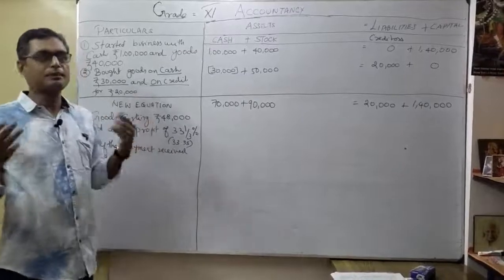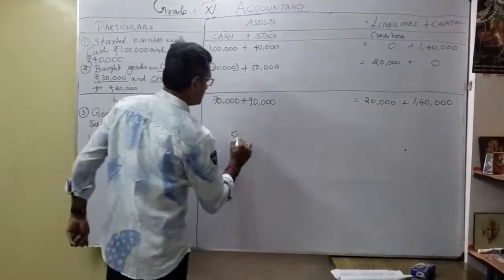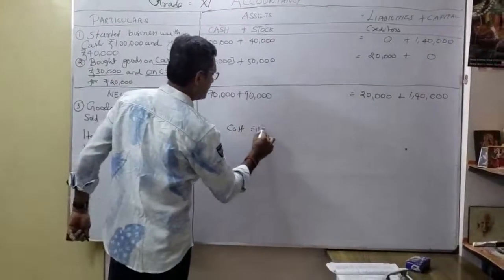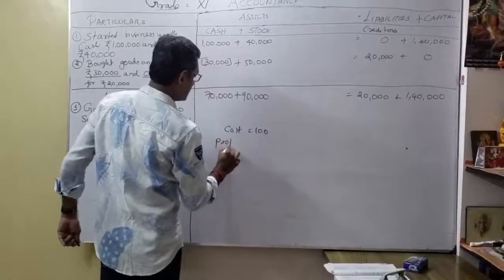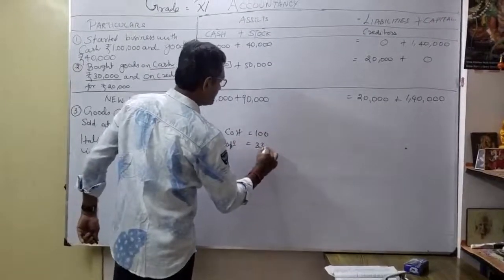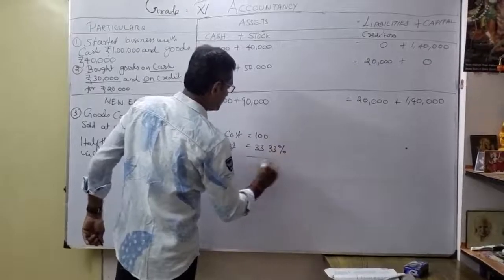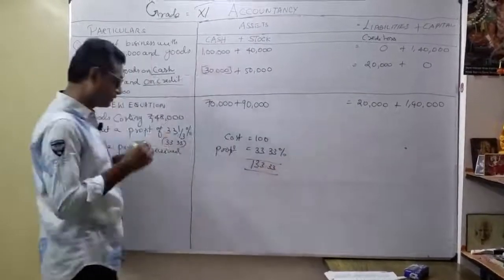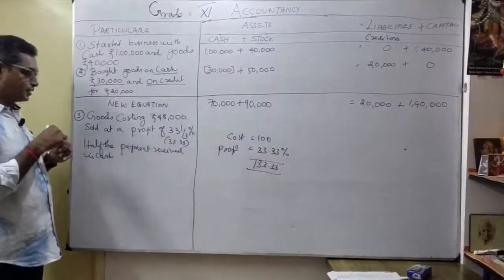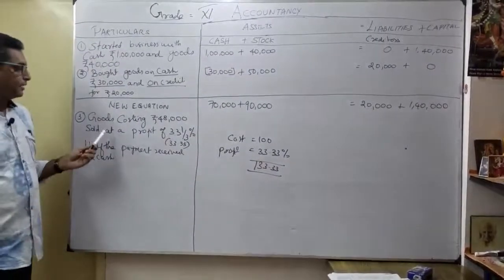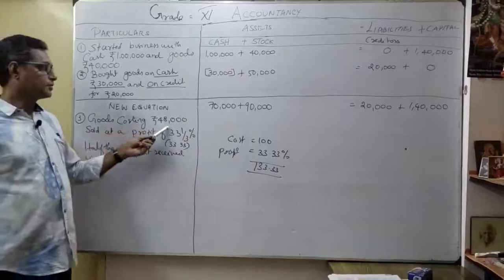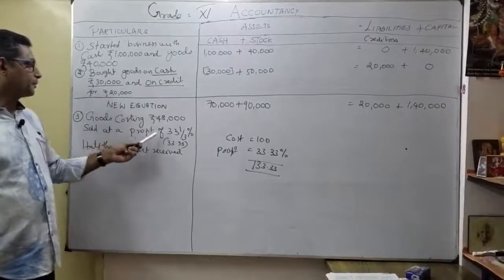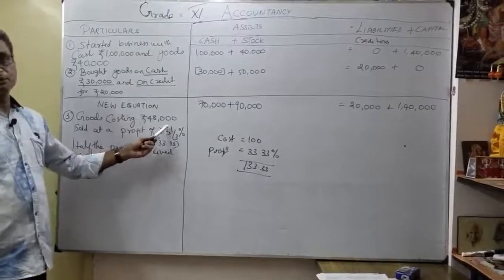Cost plus 33%. For example, the cost is 100. The profit is how much? They said 33.33%. So what is your total sales value? That's what they are trying to say. Correct. So here the amount is not mentioned very clearly. Understood. So 48,000 worth of stock sold at a profit of 33 1/3%.